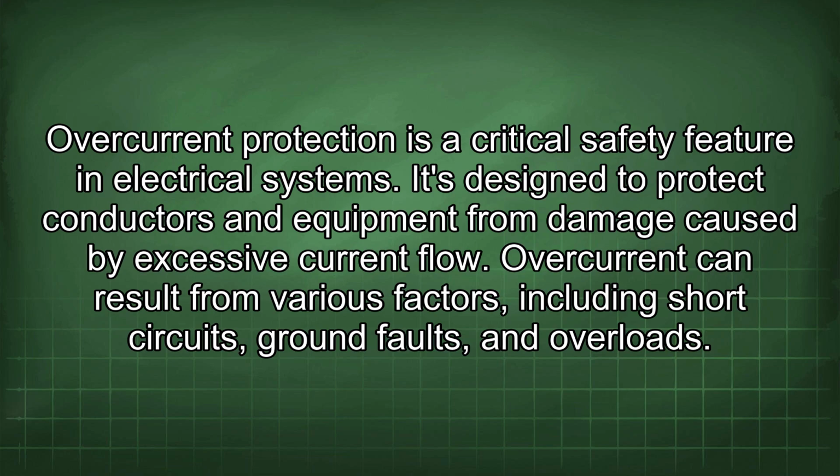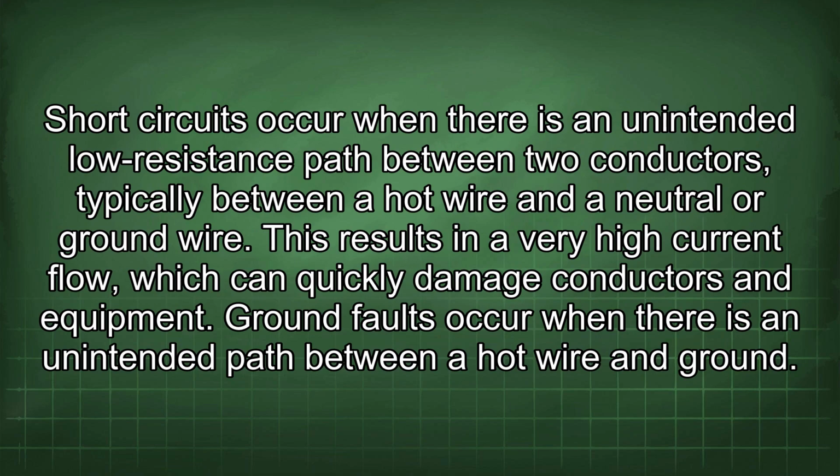Now let's talk about overcurrent protection. Overcurrent protection is a critical safety feature in electrical systems. It's designed to protect conductors and equipment from damage caused by excessive current flow. Overcurrent can result from various factors, including short circuits, ground faults, and overloads. Short circuits occur when there is an unintended low resistance path between two conductors, typically between a hot wire and a neutral or ground wire. This results in a very high current flow, which can quickly damage conductors and equipment.